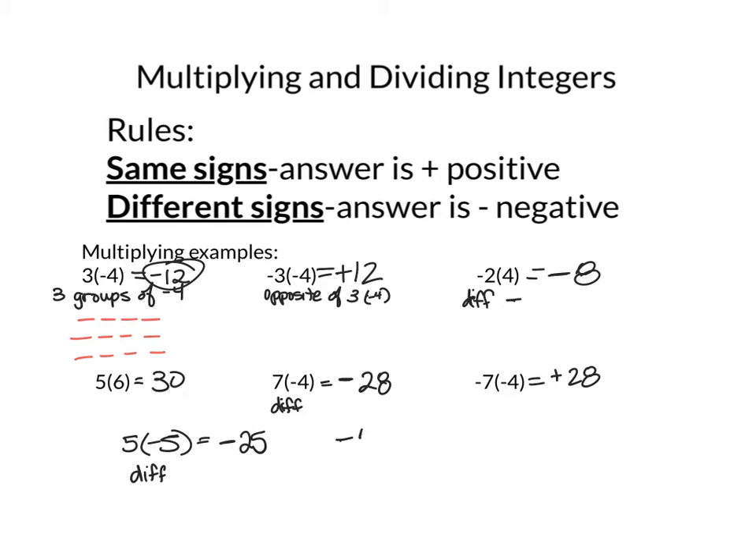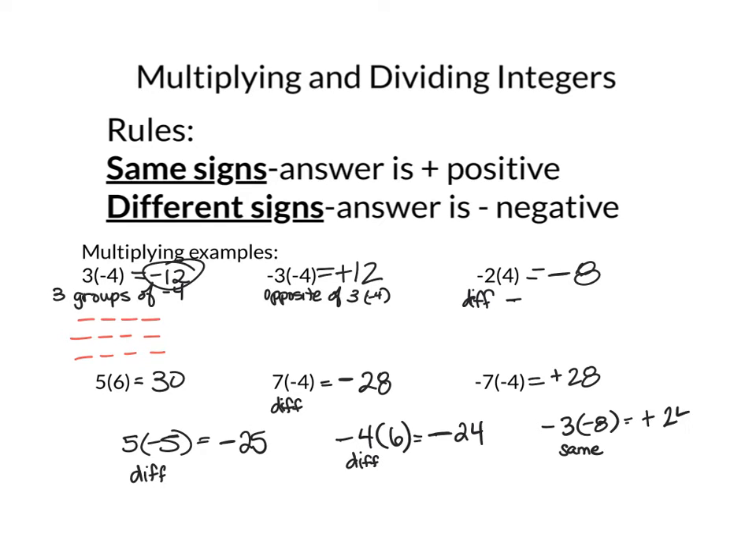What about negative 4 times positive 6? Are the numbers the same sign or different signs? They're different. So does that mean the answer is positive or negative? It means it's negative. And 4 times 6 is 24. What about negative 3 times negative 8? Do we have the same sign or different signs? We have the same sign, which means they're going to be positive. Positive 24.